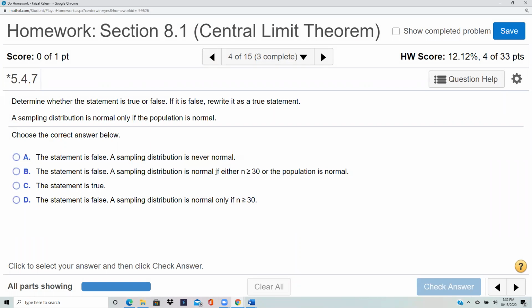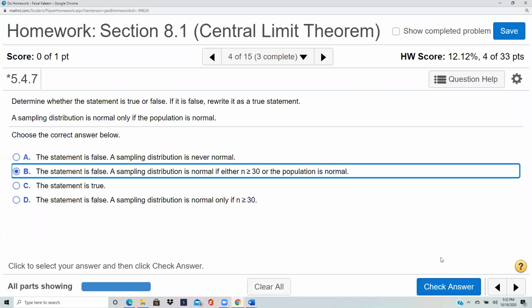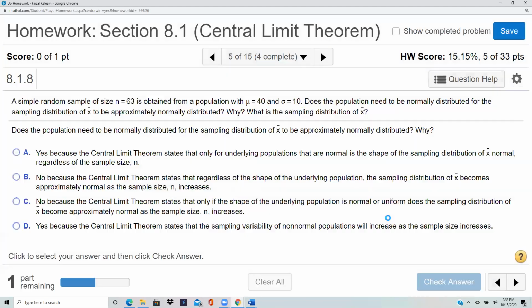True or false: the sampling distribution is normal only if the population is normal. That's false, because yes, it's normal if the original population is normal, but even if the original population is not normal, when the sample size is bigger than 30, the sampling distribution will still be normal. So it's false. The sampling distribution is normal if either the sample size is bigger than 30 or the population is normal. So we need one of these two conditions. It's not just this one condition.